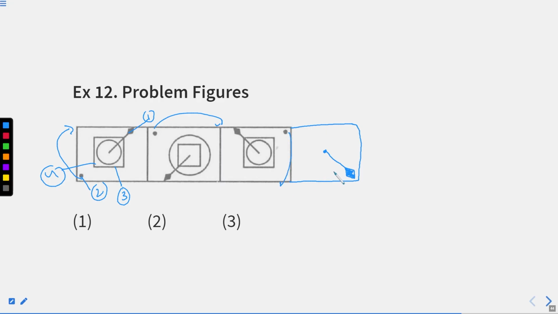So where do you find this dot now? This dot will be here itself, right? Draw it somewhere here, right? According to the question, it should be here, right?